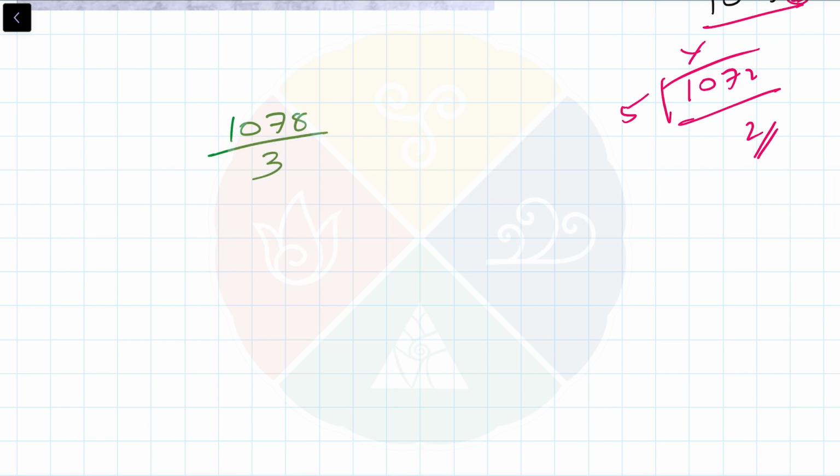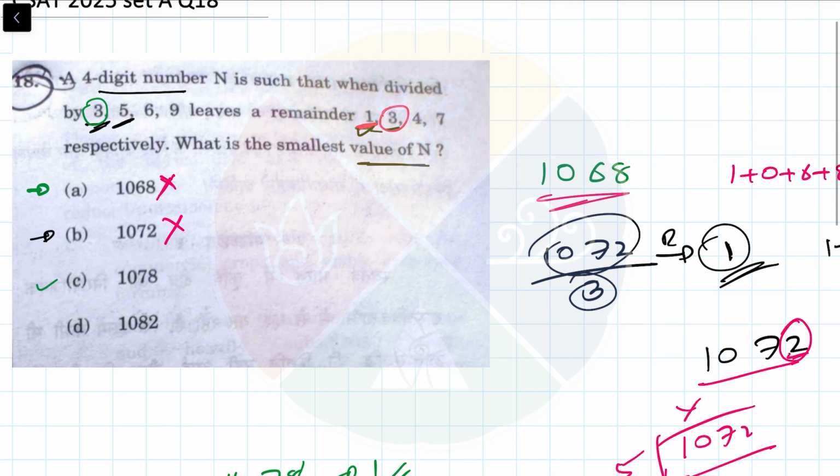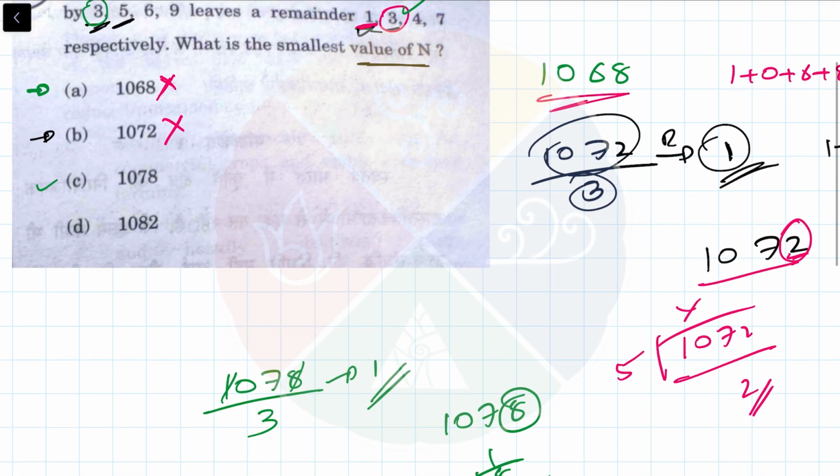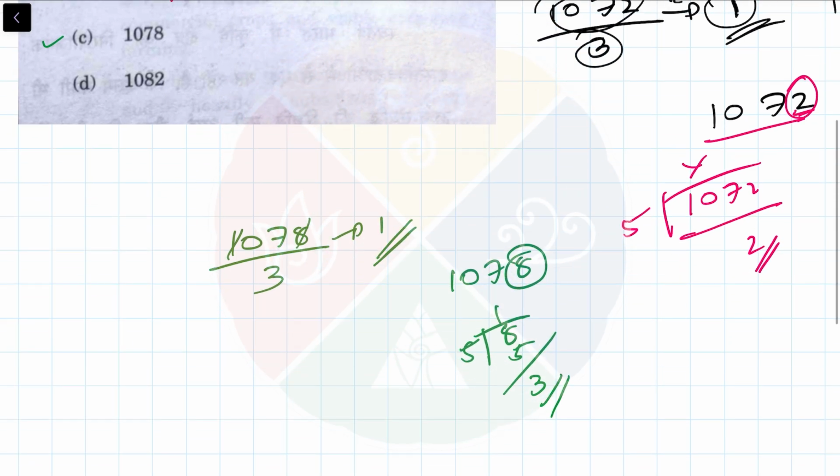Again, recheck everything. 1078 divided by 3, let's see what the remainder is. The remainder will be 1, so that is fine. If you check the remainder with 5, 8 divided by 5, 1 times 5, remainder is 3. That is also matched. Now, when you divide by 6, you should get the remainder 4.